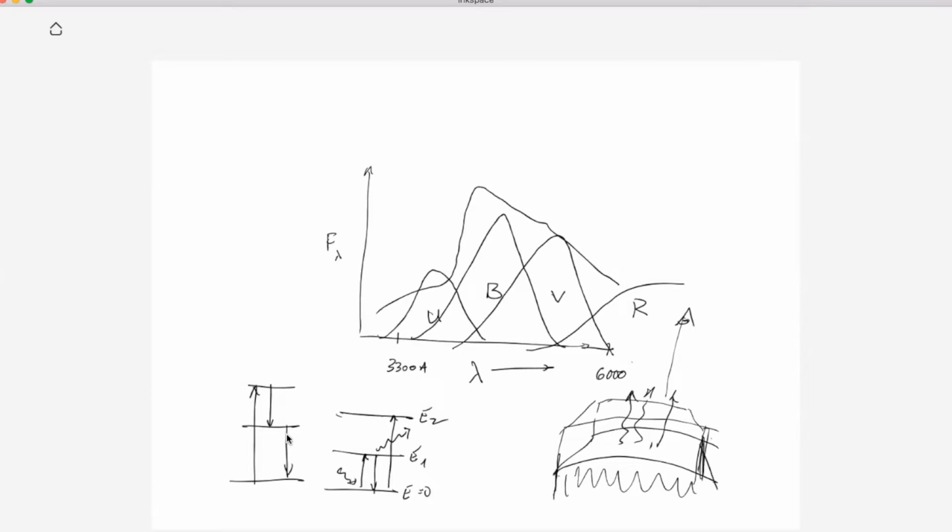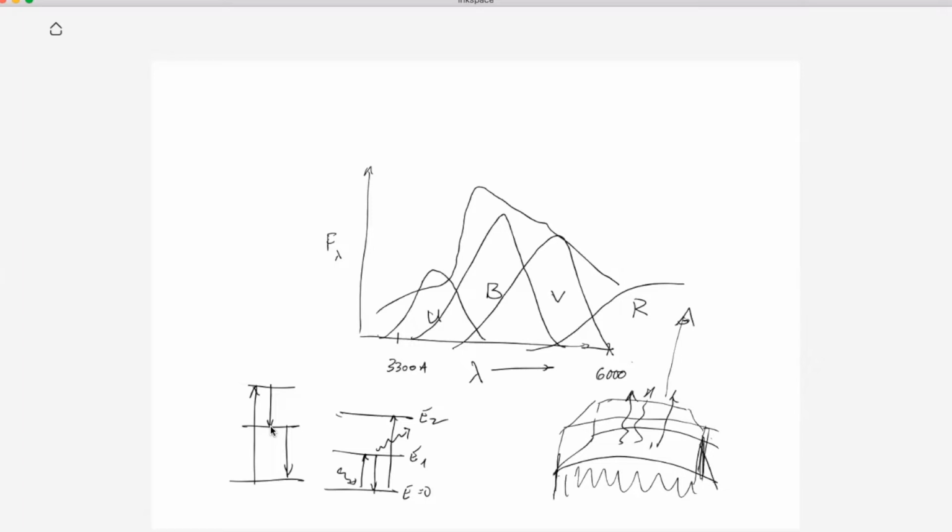Essentially, it's like having speed limits on the road: some transitions are allowed, and some transitions have such low probability that the lifetime becomes very long. For lines that are called permitted, that means they're easy to de-excite. The lifetimes can be nanoseconds. For those that are called forbidden, the lifetime can be actually seconds or even longer.